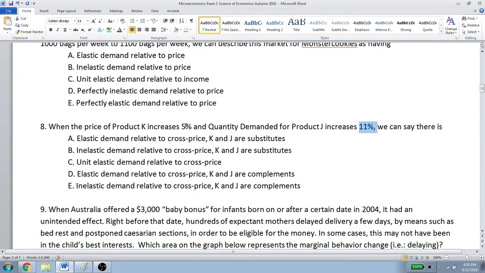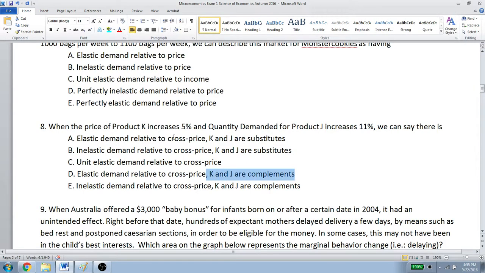And if you look at your card or that chart that we were looking at, you know that a small change in price having a big impact on the way that consumers buy, a change in marginal behavior, means that the behavior of the consumer is very sensitive to price changes, and we should know that. So lastly, that's why we know it's elastic demand for cross price, but we have two answers that have elastic demand for cross price. So what we need to do is figure out whether K and J are substitutes or whether K and J are complements.